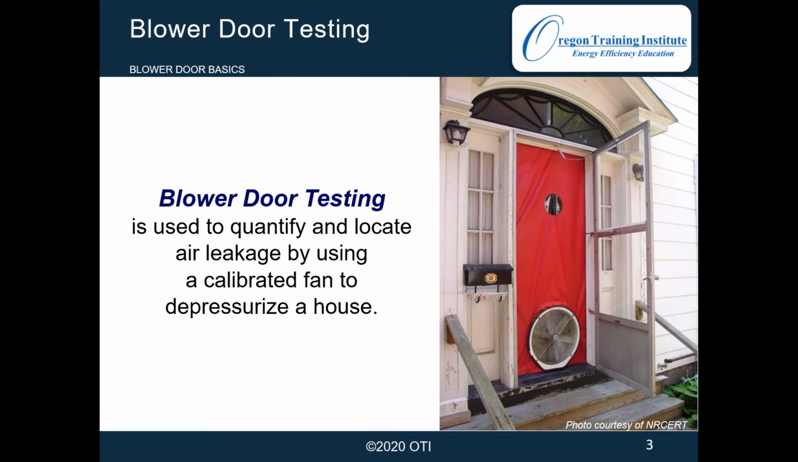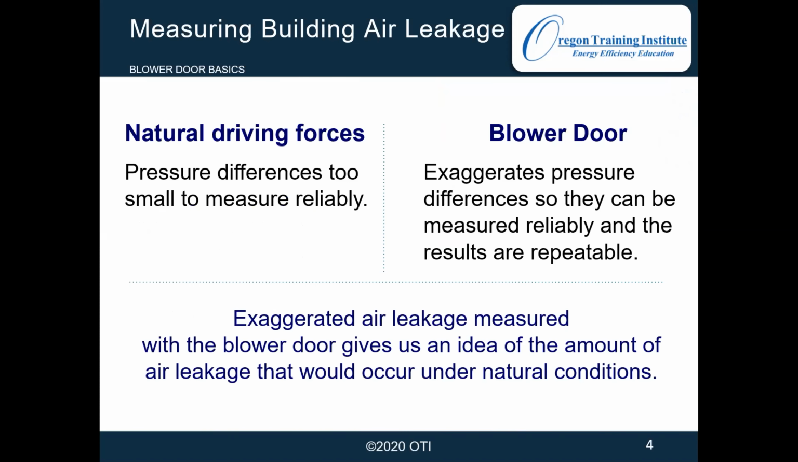We're going to be using that to depressurize the home, as natural pressures are too small and too variable to reliably reproduce the test. So we're going to exaggerate the natural leakage with the blower door by 50 pascals, create this pressure difference between inside and outside, and then we can measure how quickly the air is coming back in, and therefore we'll be able to calculate how much leakage there is in the building.